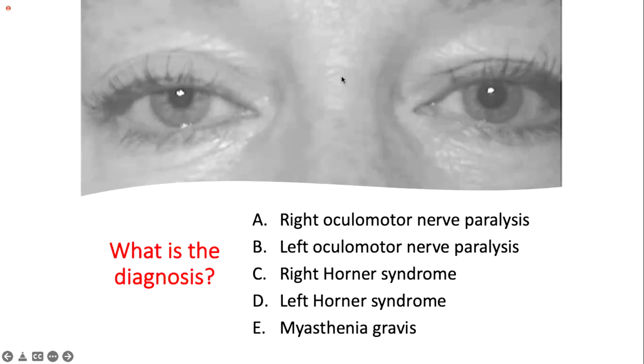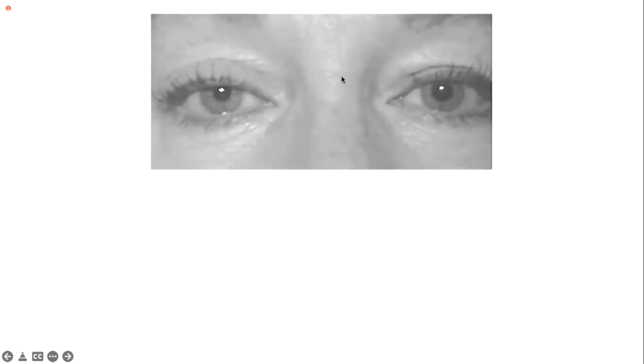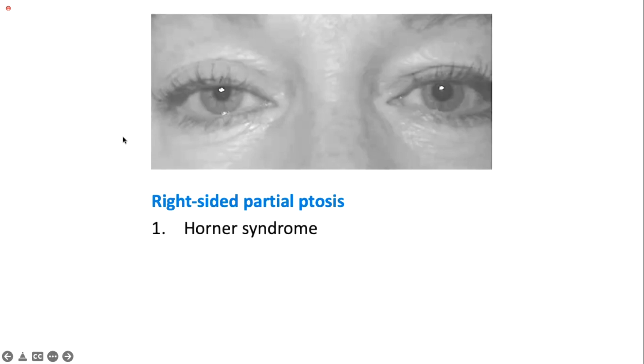Right. So what are the possibilities when you see this eye? You see a right-sided partial ptosis. So when you see a right-sided partial ptosis, what are the possibilities? Already I told you, it could be a Horner syndrome. I already told you it could be a third nerve paralysis, because the levator muscle is innervated by the third nerve. Now, if it was a complete third nerve palsy, there would be complete ptosis. So in your answer, because it's a partial ptosis, you must always say partial third nerve ptosis. What other two possibilities would cause right-sided partial ptosis?